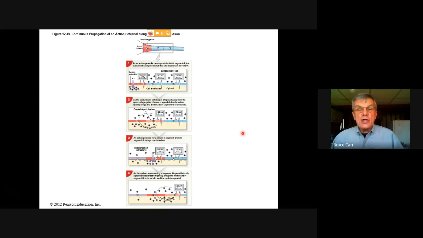Now, we can see this model. I apologize that this is so small. It's kind of good it's on your computer screen. Maybe you can enlarge it.